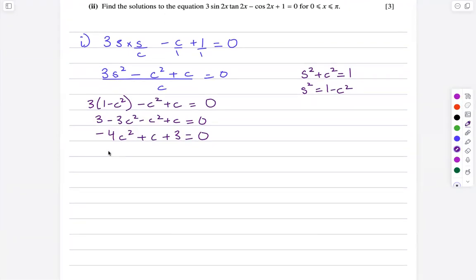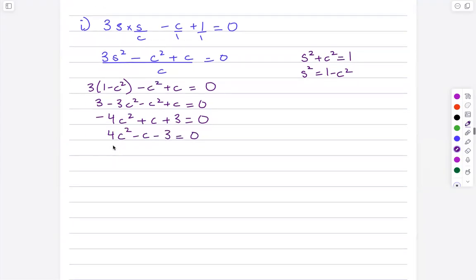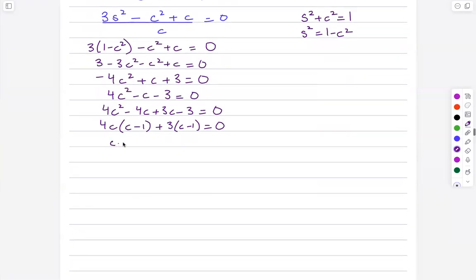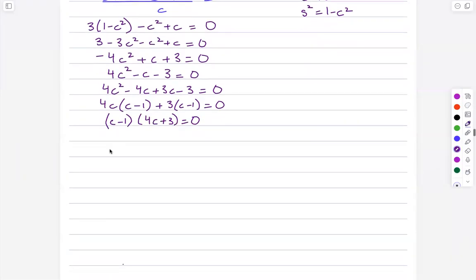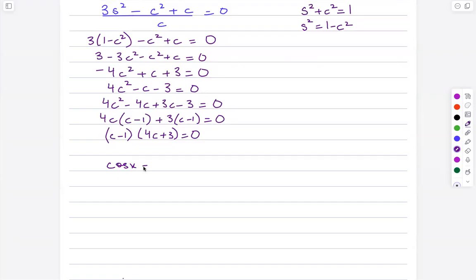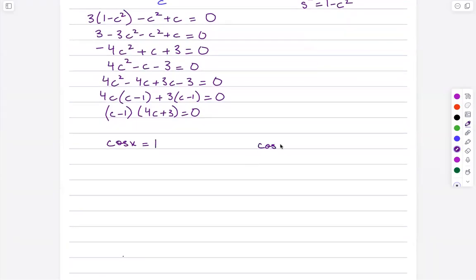And to make the square term positive, we can write it as 4 cos squared minus cos minus 3 equals 0. Now factorizing this, we'll get 4 cos squared minus 4 cos plus 3 cos minus 3 equals 0. Taking common, we'll get cos minus 1 plus 3 common, cos minus 1 equals 0. So simplifying, this will be cos minus 1 and 4 cos plus 3 equals 0. So cos x will be equal to 1 and cos x will be equal to minus 3 upon 4.